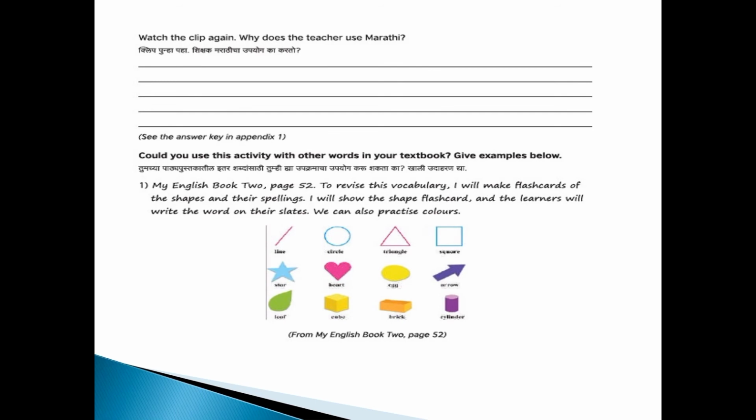Next is, could you use this activity with other words in your textbooks? Give examples. So here they have given some examples, and also ask that, we know that all the teachers are not particularly teaching one particular standard. They are teaching their learners. The learners' age is different, their ability is different. So as per the age and the ability of the learners, they have to adapt this activity.